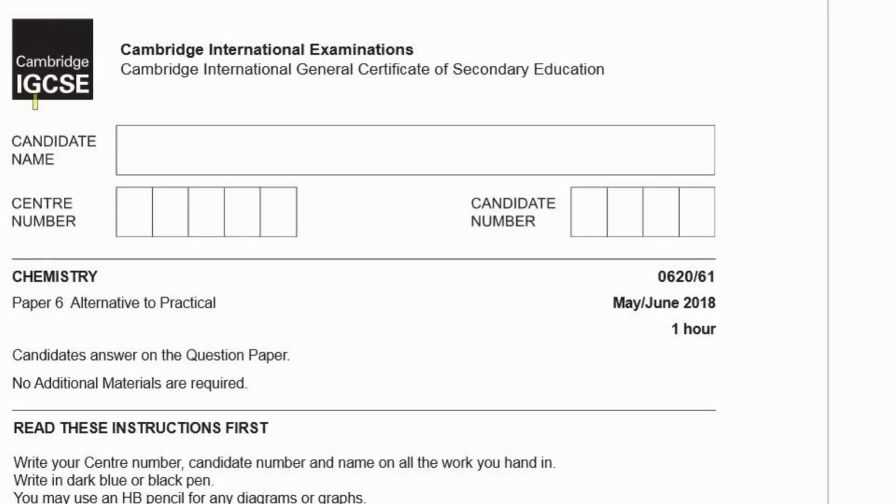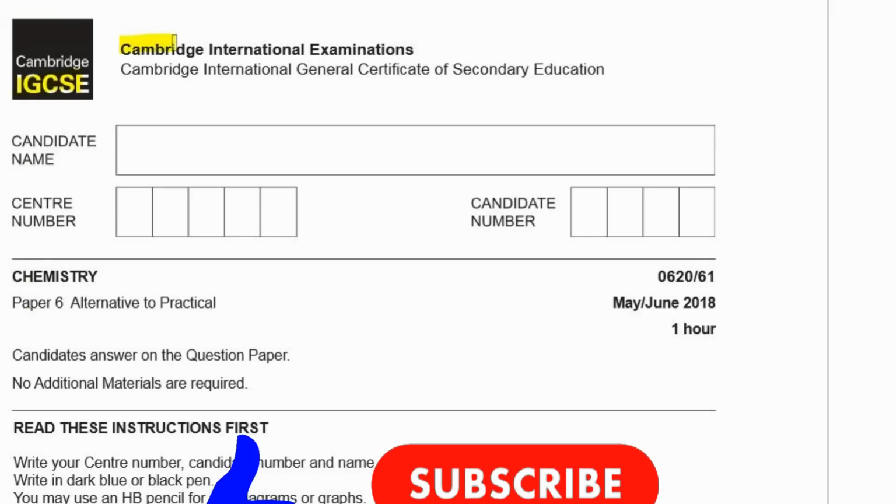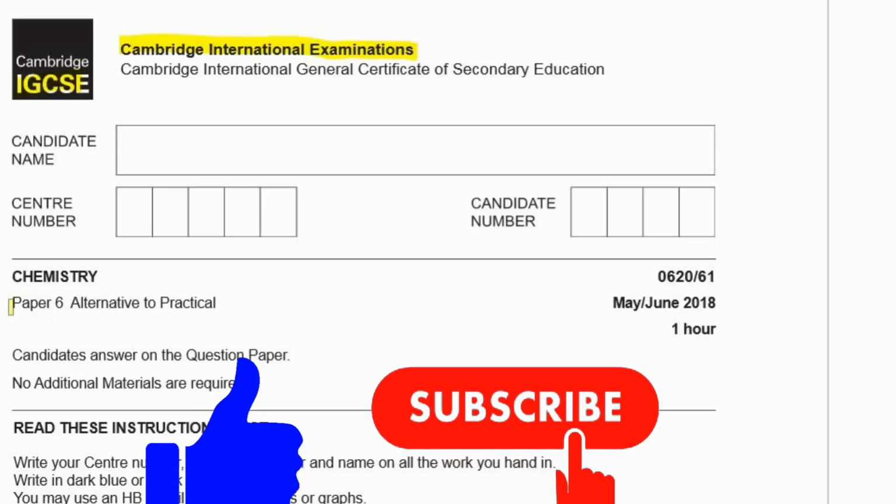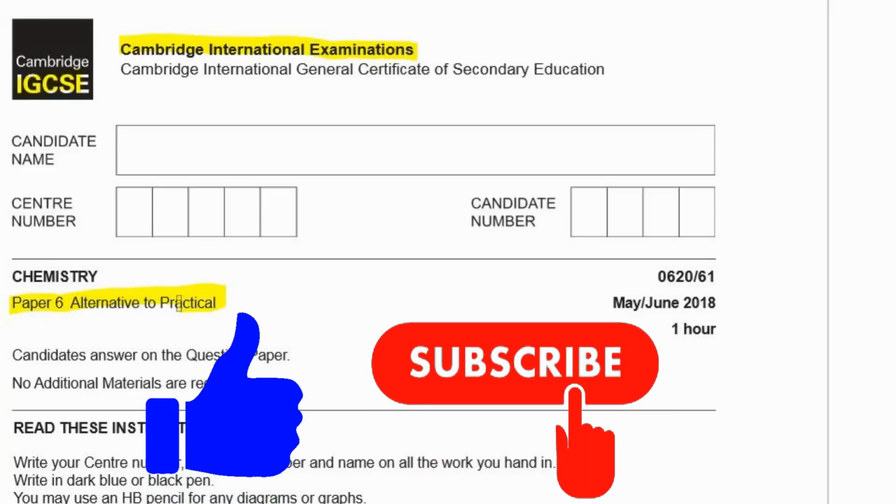All right, today we're going to do the IGCSE from Cambridge International Examinations, Paper 6, which is the alternative to the practical exam for chemistry. And this is from May-June 2018, and the code is 0620/61.